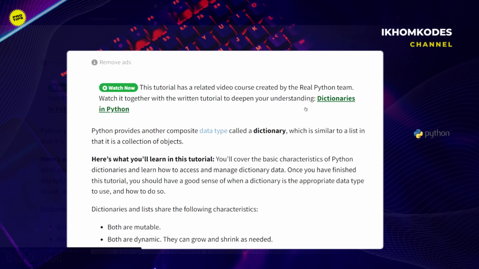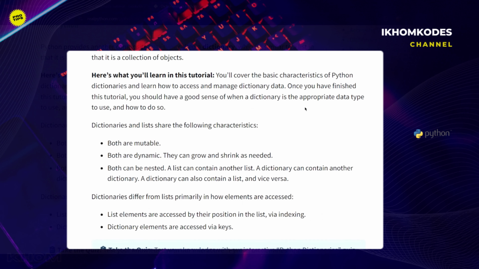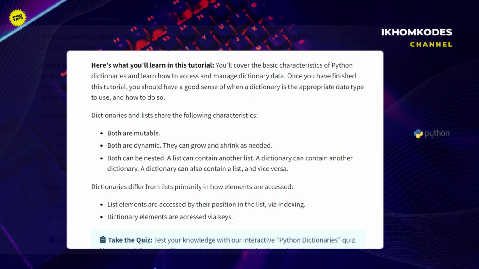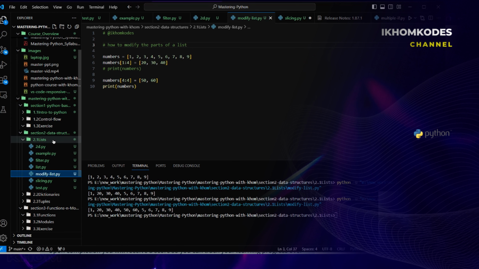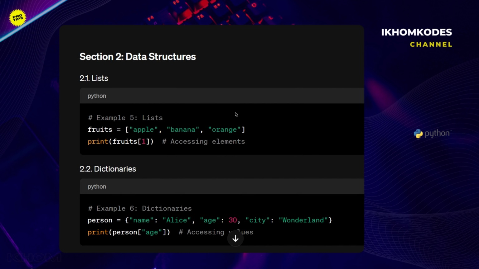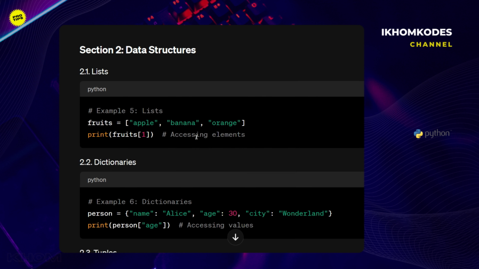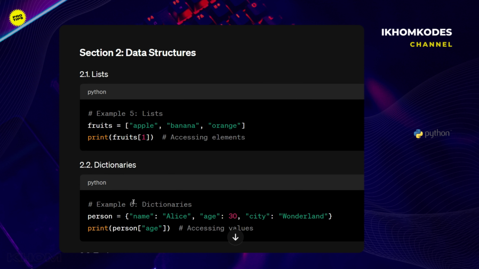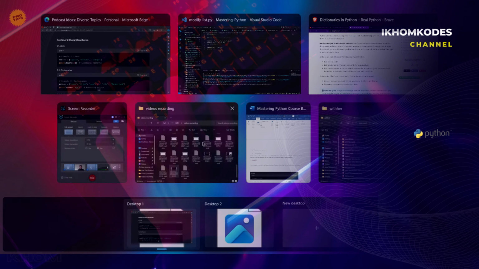Okay, so let's get started. We have already talked about lists in Python, right? Now we are talking about dictionaries in Python. So we are in section 2, data structures. Let's get started. Example, dictionary.